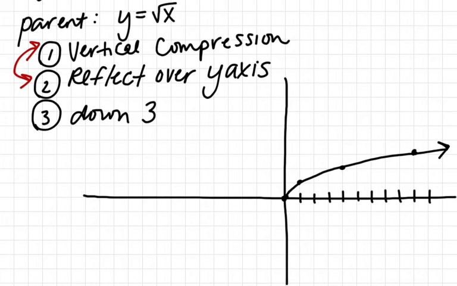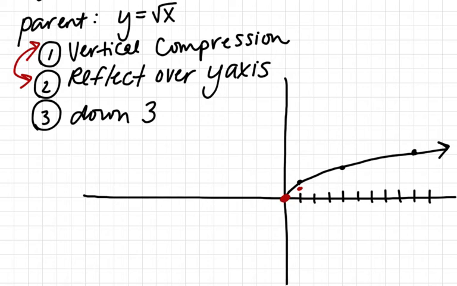Now we'll start with the vertical compression. The vertical compression took place because of the 1/2 out in front of the parent function getting multiplied by the square root of x. That means every y value is going to become half as big, or said another way, every y value is going to get multiplied by 1/2. If we start at the origin, the y value is 0, but 0 times 1/2 is still 0, so that point doesn't change. Going to your next point, the y value is 1, so 1 times 1/2 is 1/2. So the y value for the second point becomes 1/2.